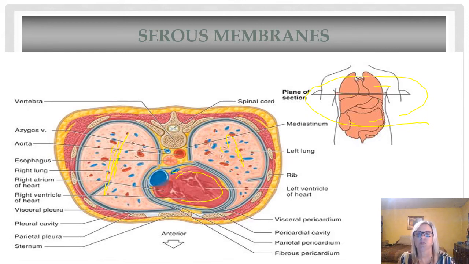All right. So we can see the different membranes here. So we have the visceral pleura here. Okay, remember that's going to be closest to the organ. Then we have the parietal pleura, and the pleural cavity. All right, so you can see these really outlined here with these different shades of colors to show you the different parts of the lining of these.